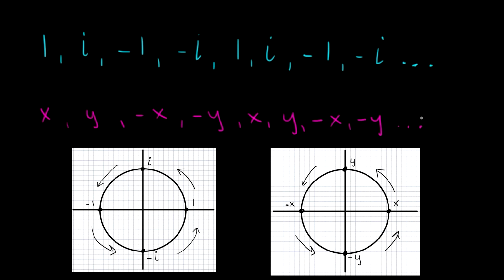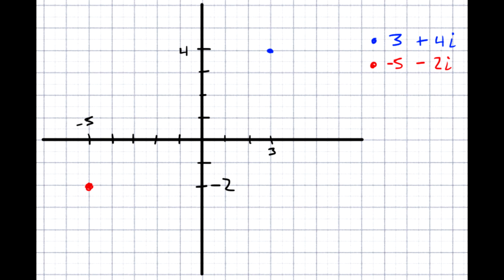When we hold the two patterns side by side, what you might notice is that there's always an i in the same slot that there is a y, and there's always a real number in the same slot that there's an x. With this in mind, we can use a combination of real and imaginary numbers to represent a 2D position just like x and y. We call these complex numbers, and we place them on the complex plane.